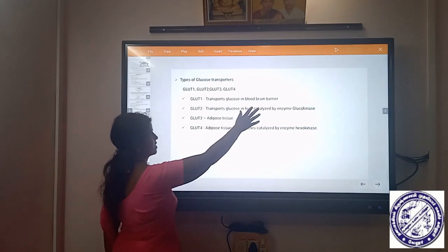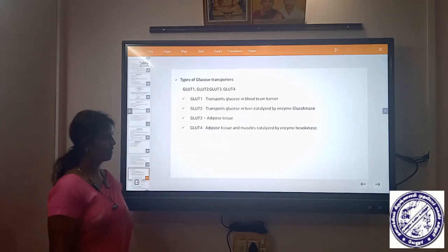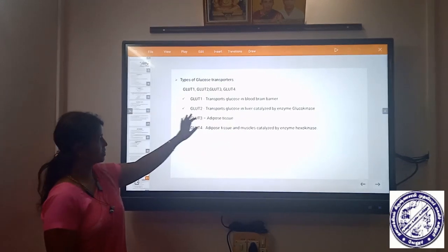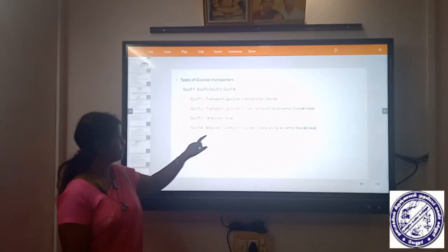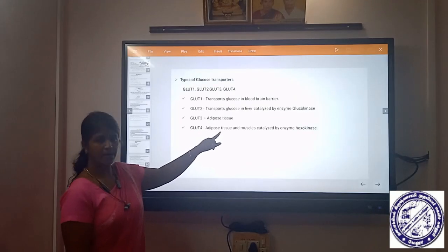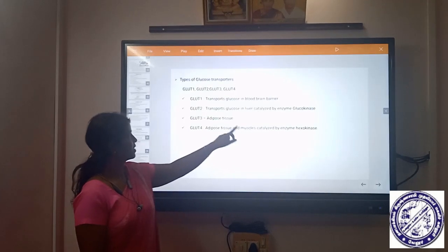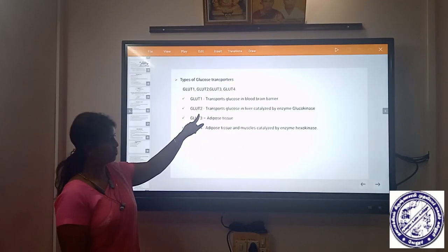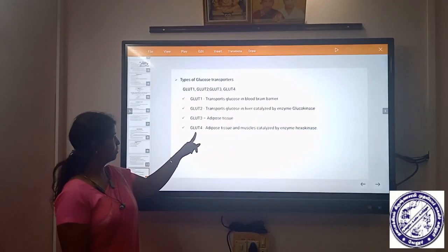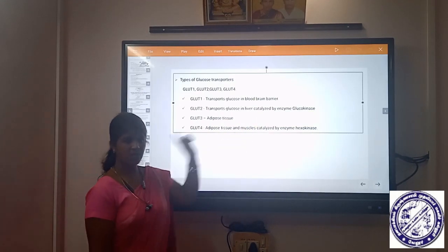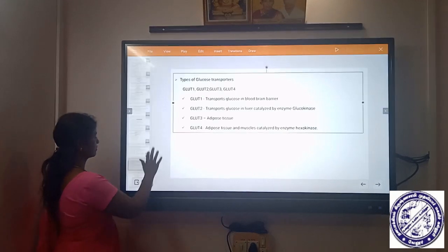GLUT1 is present in the blood-brain barrier, GLUT2 is present in the liver, GLUT3 is present in adipose tissue, and GLUT4 is present in adipose tissue and muscles. In the case of GLUT2, the enzyme is glucokinase, and in the case of GLUT4, the major enzyme is hexokinase.